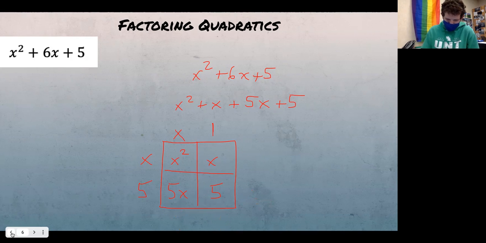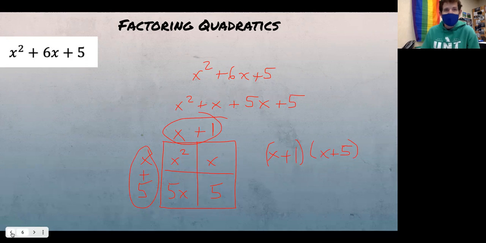All right, so at this point, when there's no sign given, it's positive, right? So this is a +1 and that's a +5. So my two factors are given right here. X plus 1 times x plus 5.